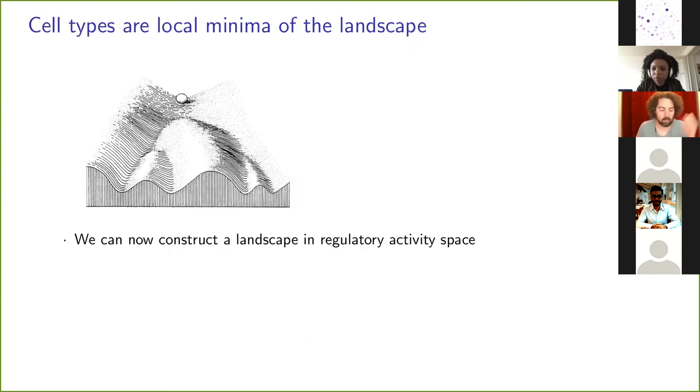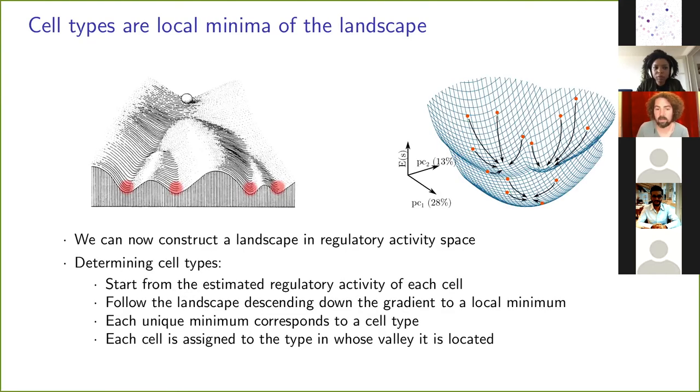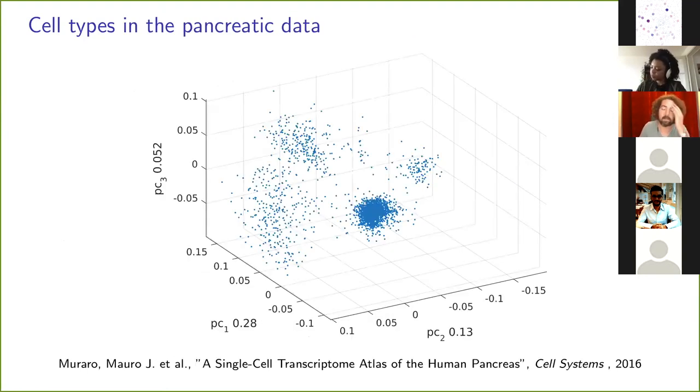Okay, so now we can reconstruct this landscape, and one of the first applications that arises is that it defines cell types as local minima. So to do so, we start from the estimated regulatory activity of each cell. We follow the constructed landscape, descending down the gradient until we reach a minimum. Then each minimum we call a cell type, and we assign each cell to the valley it is located in. So we applied this framework on a published data set of 2000 human pancreas cells.